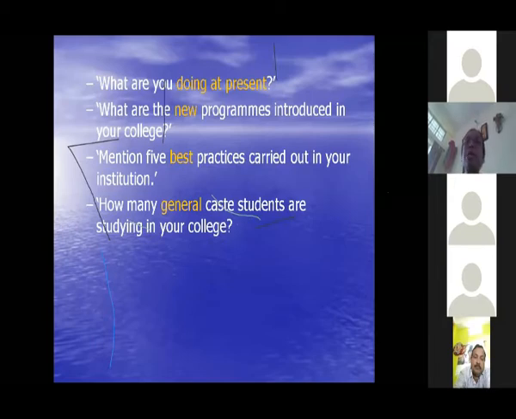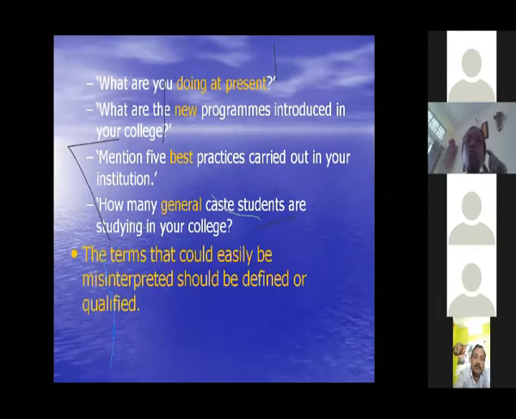Similarly, the best practices. What are the best practices? We need to define the word best, otherwise the respondent may be confused. So we need to avoid this type of words in writing questions. These words actually misinterpret the meaning of the statement. So we need to define them properly, otherwise it may create confusion in responding to these questions.